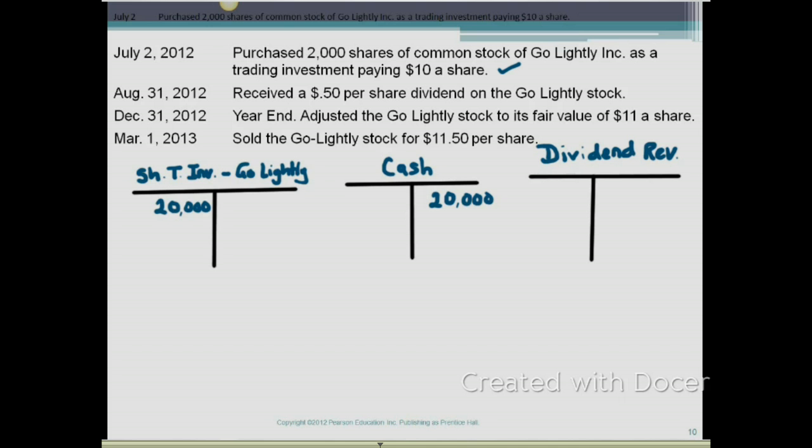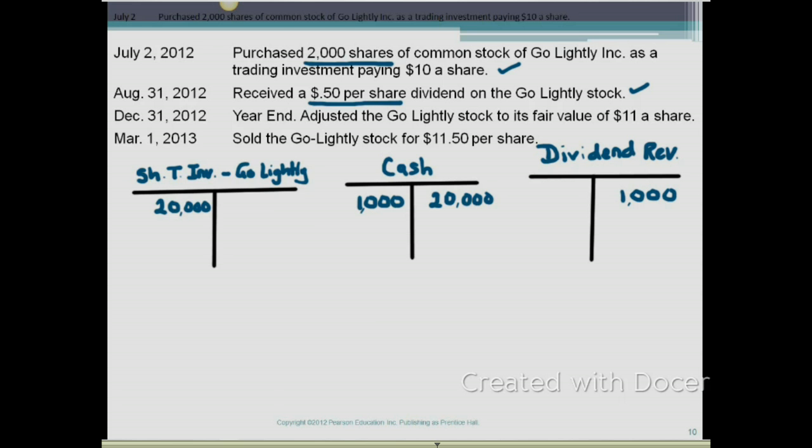Now the next problem is how much of a dividend did we receive? They paid 50 cents per share and we had 2,000 shares. So the dividend we would have received would be $1,000. For that $1,000, we would debit cash and credit dividend revenue. Remember, cash is an asset. Cash went up by 1,000, so we debit cash. Revenues are credits. Dividend revenue went up by 1,000. We credited revenues. That takes care of the August 31st transaction.